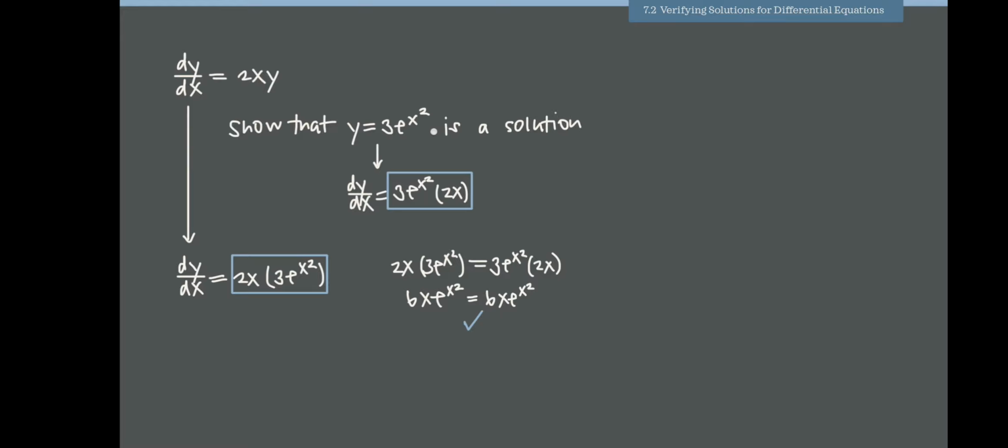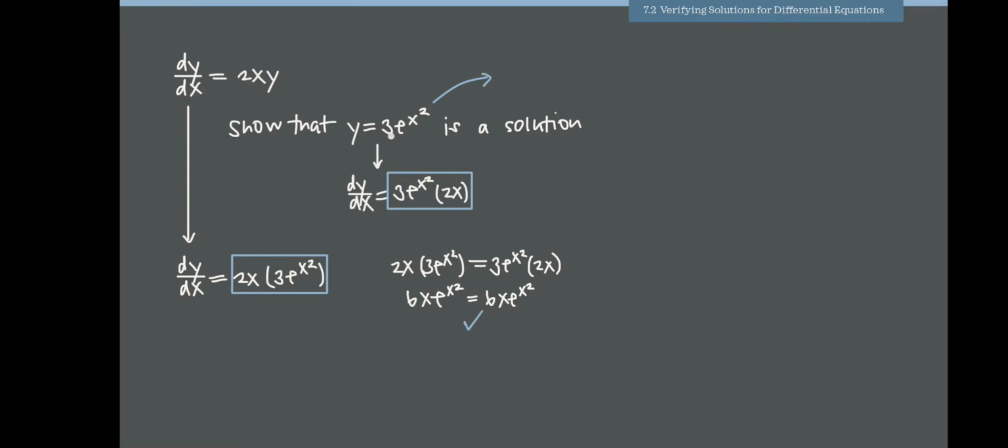So that's the first point to take out of 7.2. We want to be able to go through this verification process. The second point we want to take out is to realize here that there are an infinite number of solutions to a differential equation. And in fact, we can see that here.